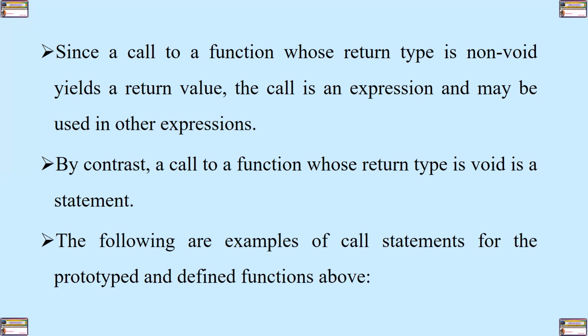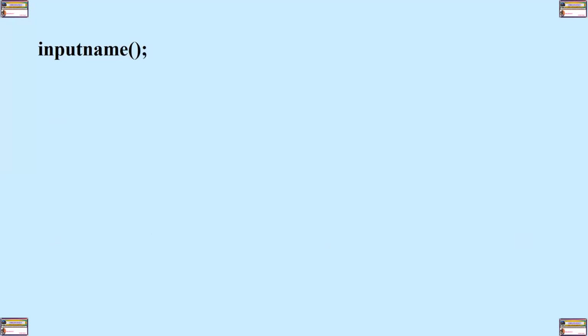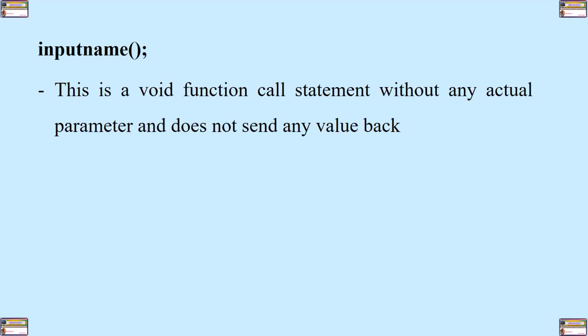The following are therefore some examples of call statements for the prototyped and defined functions that we are going to look at. We have this call statement, input name. So there's a call statement for invoking the function called input name. That function is not supposed to return any value to the caller, and the main function is not passing to it any value. That's why the parentheses are empty. This is therefore a void function call statement without any actual parameter and does not send any value back.